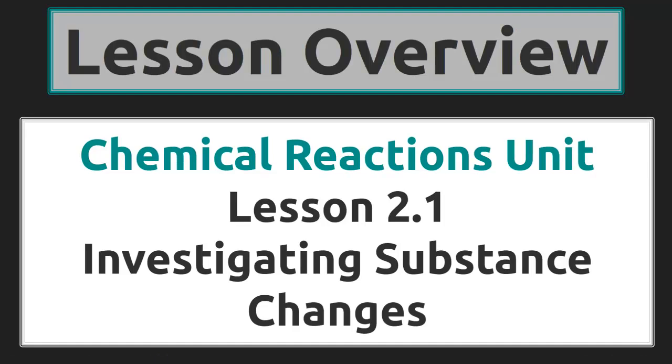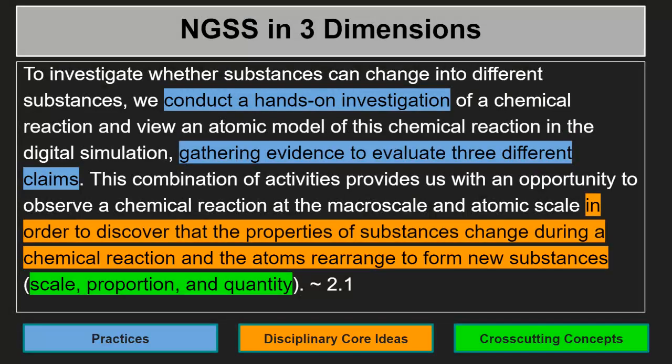Lesson Overview, Chemical Reactions Unit, Lesson 2.1, Investigating Substance Changes. In this lesson, to investigate whether substances can change into different substances, we conduct a hands-on investigation of a chemical reaction and view an atomic model of this chemical reaction in the digital simulation, gathering evidence to evaluate three different claims. This combination of activities provides us with an opportunity to observe a chemical reaction at the macro scale and atomic scale in order to discover that the properties of substances change during a chemical reaction and the atoms rearrange to form new substances. This demonstrates scale, proportion, and quantity.